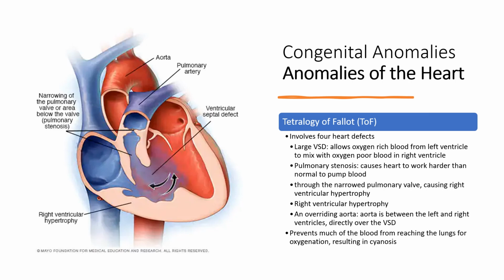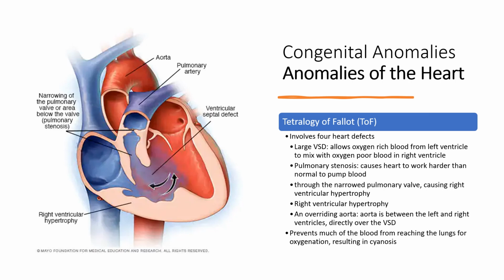Pulmonary stenosis causes the heart to work harder than normal to pump the blood. It's all stenotic in here through the pulmonary valve, causing right ventricular hypertrophy. The right side starts to get bigger, and an overriding aorta sits between the left and the right ventricle directly over the VSD. This is what keeps the kiddo alive. So the overriding aorta comes right in here. It's right over the VSD. So this mixing of blood allows the blood to go up through here.